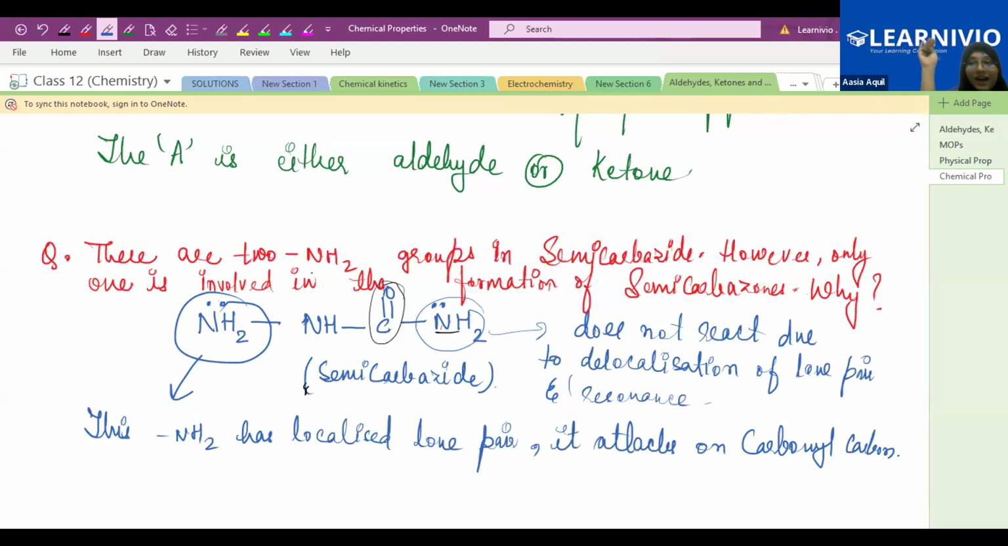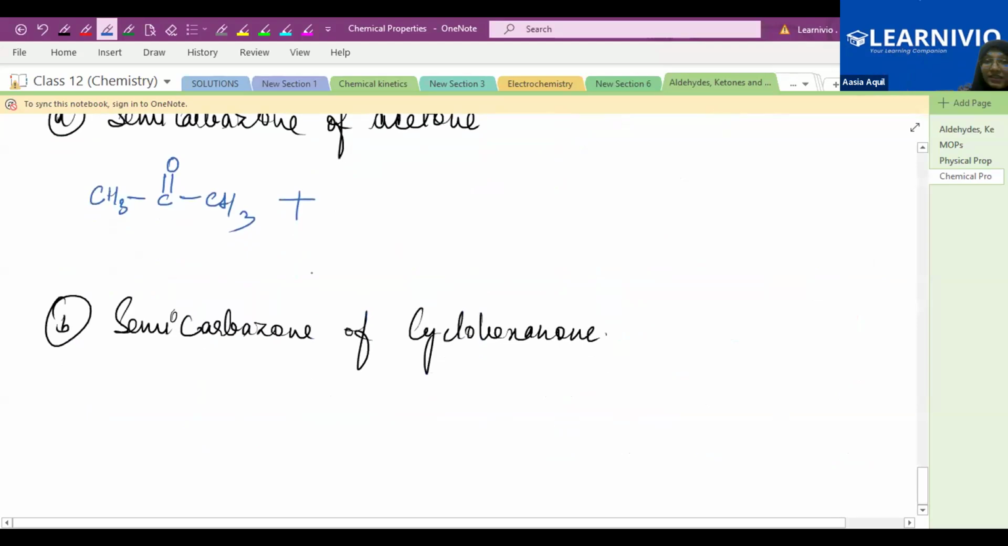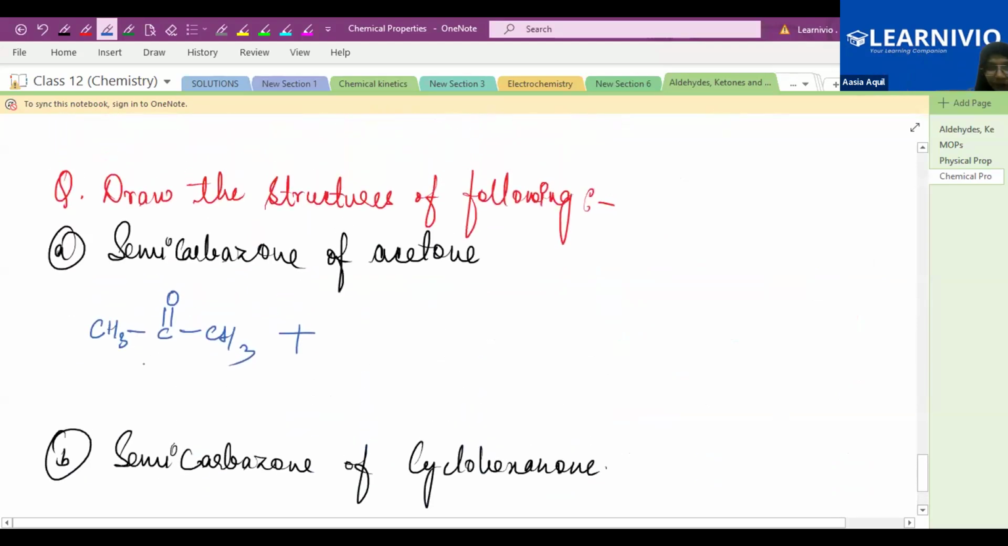Here the carbonyl compound, the reactant, is acetone. You have to react acetone with semicarbazide, and what you will get is a semicarbazone. So you have to draw the structure of that semicarbazone. CH3, CO, CH3, that is the acetone. And what is semicarbazide?